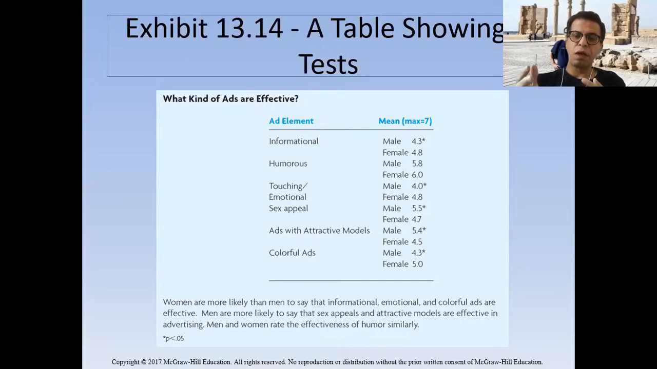So here you do the survey and you find out that 4.3 percent of males thought that the informational way of delivering a message is more effective. The humor is 5.8, the males who found a humorous way of delivering an ad campaign effective. The colors indicate different people and what kind of ad is effective.